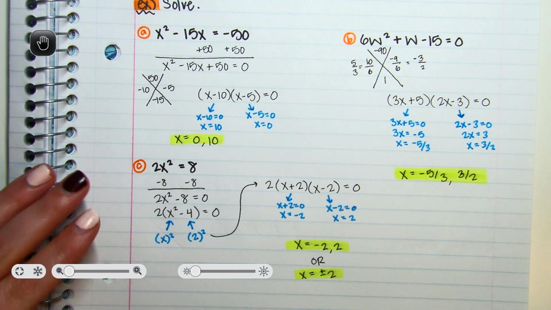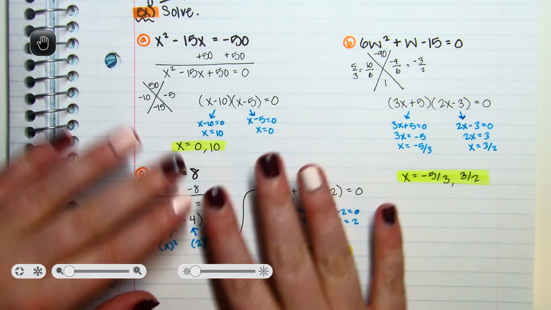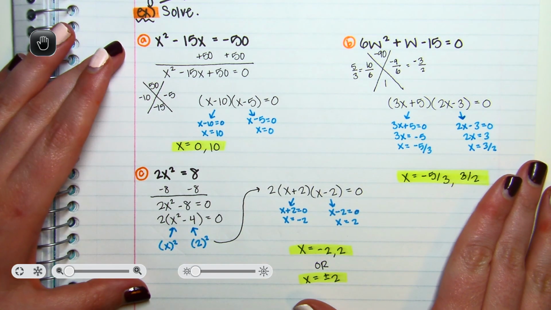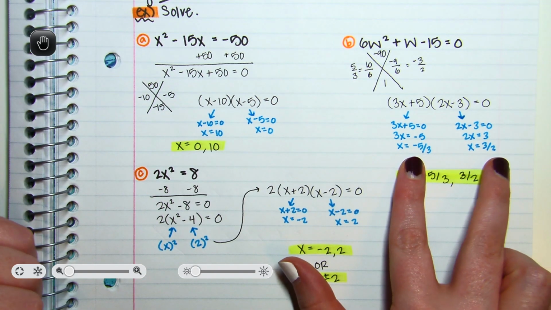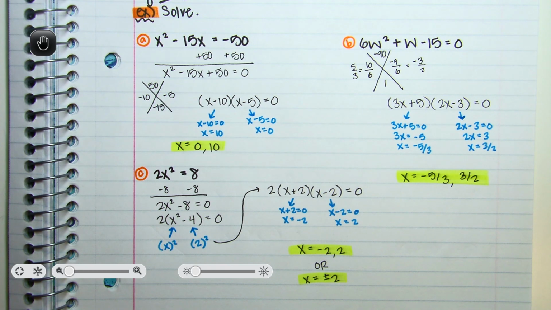So basically the general idea of this is pull from your memory the different ways that we learned how to factor, and then we're just taking it one step further by setting them equal to 0. So far, the majority of this is all review, with the exception of the part that's written in blue, setting them equal to 0. Alrighty, that is the end of our notes.